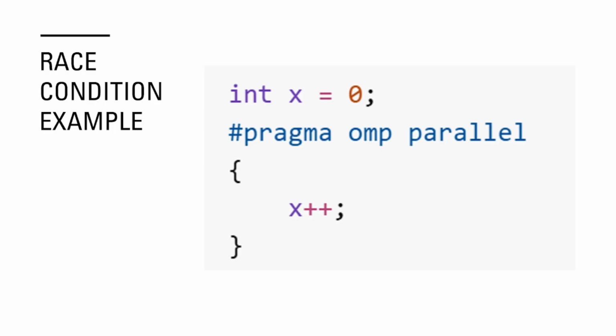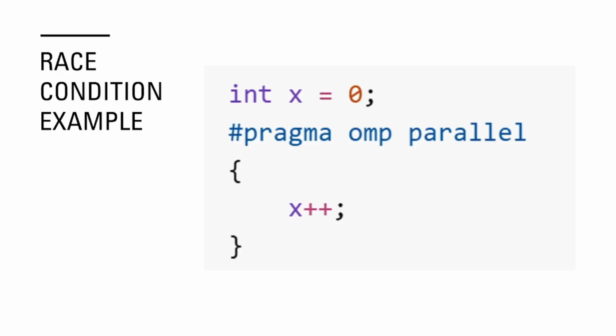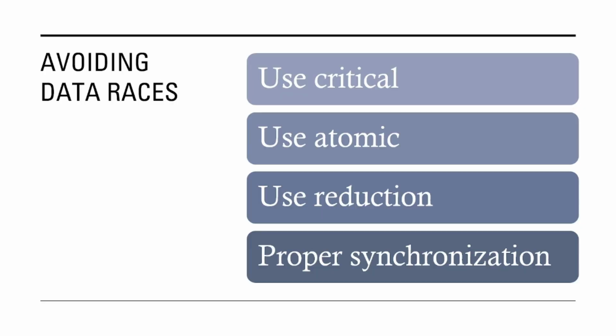So next one is false sharing. So these are the ways we can avoid the data races. Like we can use critical sections, use atomic, reduction, or you can also use proper synchronization.